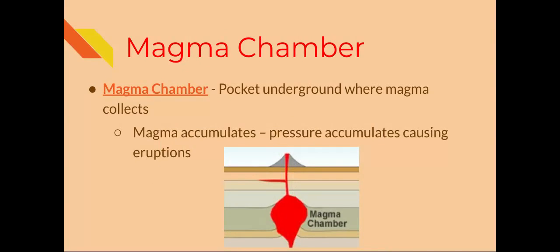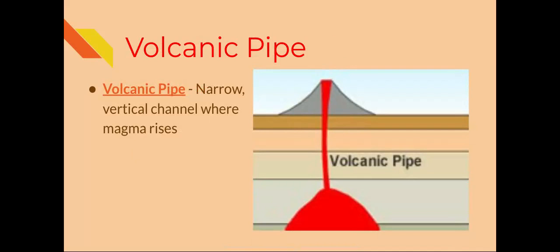So the magma chamber is the first thing I want to talk about. This is a pocket underground where magma collects. Magma accumulates and pressure accumulates, causing eruptions. There's large magma chambers underneath all volcanoes, and eventually the pressure is too great, and that's how we have an eruption that forms. Volcanic pipe is the next structure. This is the channel that connects the magma chamber to the vent, and this is where magma rises.